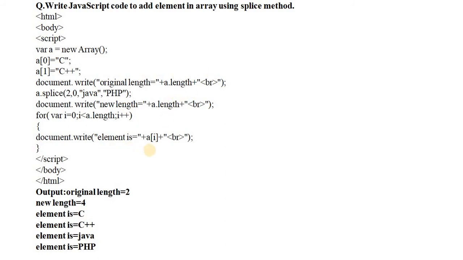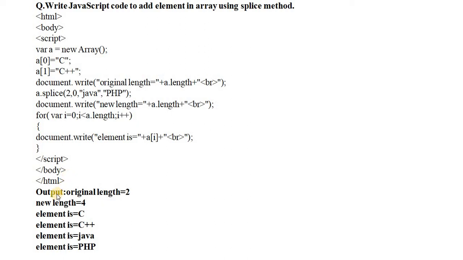So new length is equal to a.length, and by using a for loop we display the elements one by one, each and every element, on a web page. Here we apply a for loop where i is equal to 0. Again it checks the condition, 0 is less than a.length, and i++. And here we print the elements of the array by using the write method, element is equal to a[i], and close the script tag, body tag and HTML tag.